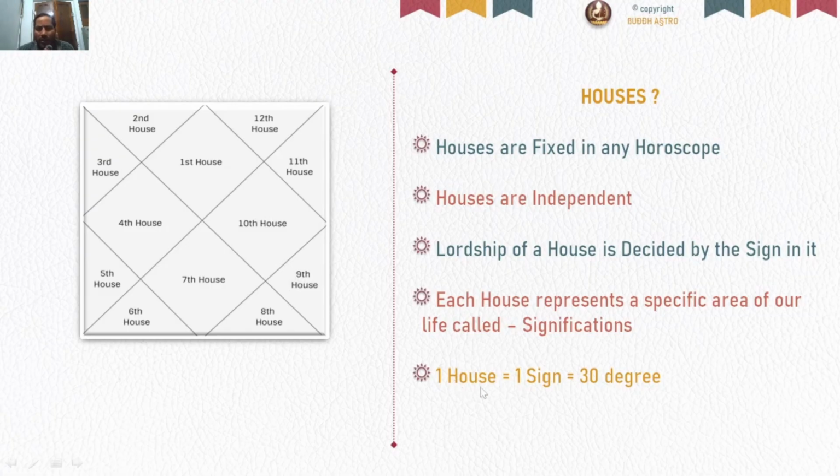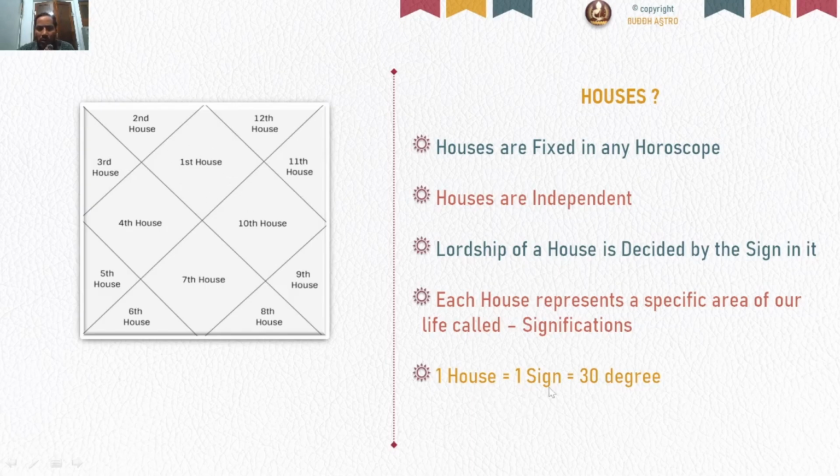Now, the fifth point is one sign, one house is equal to one zodiac sign is equal to 30 degrees. As I already told you, if you consider the whole horoscope as 360 degrees, then you can say that each house will be of 30 degrees, right? Suppose this is a circle of 360 degrees, then 360 divided by 12 gives you 30 degrees. So each house in any horoscope will be of 30 degrees.